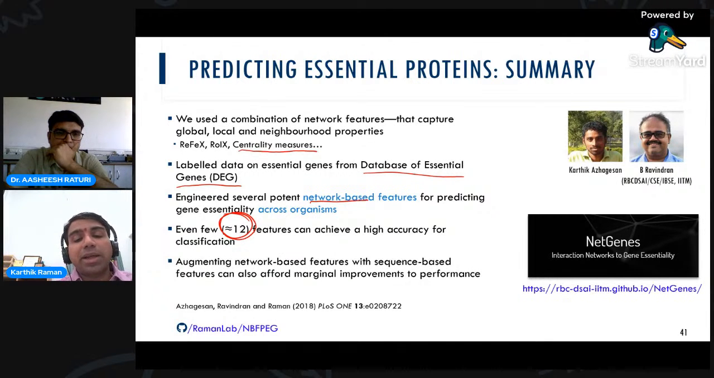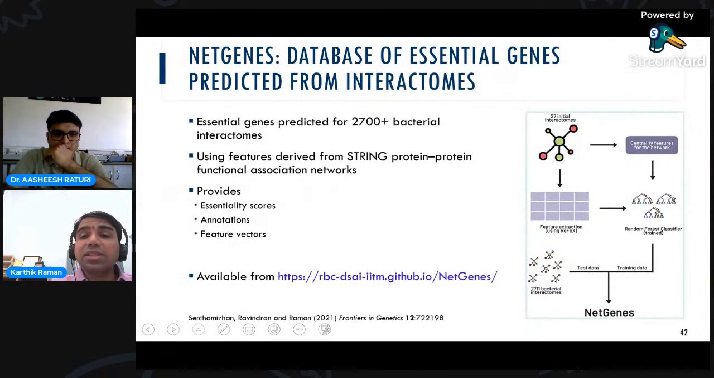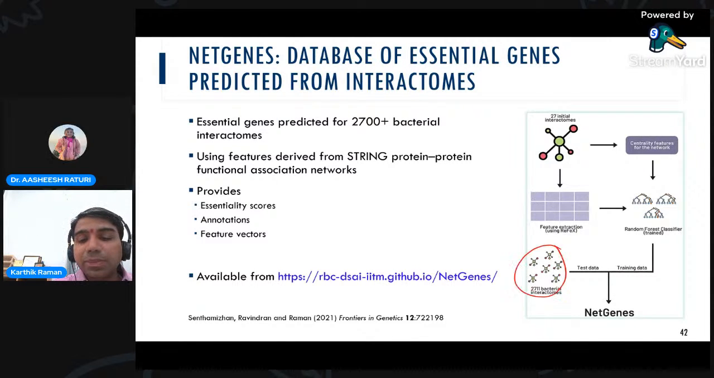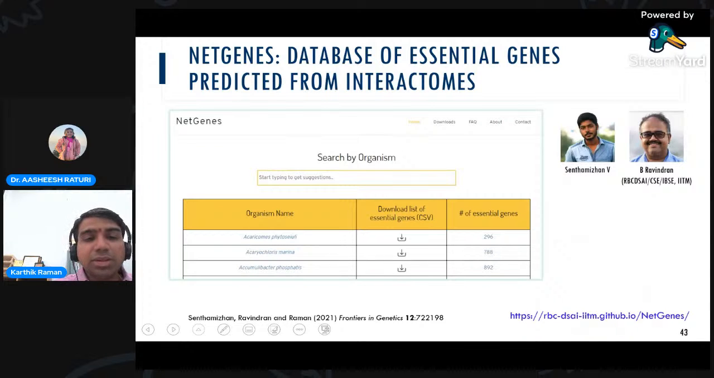And this is very helpful for biologists, because they can base their experiments on this and build further hypotheses for experimental validation. And we essentially took about 2,700 interactomes from STRING, and we put them through this pipeline, and we made predictions. You can see this on this website, and this is how the website looks. So it's a recent paper where we talk about the development of this website. So you have several organisms where you can just download it as a CSV and also look at what are the exact genes that are essential and so on.